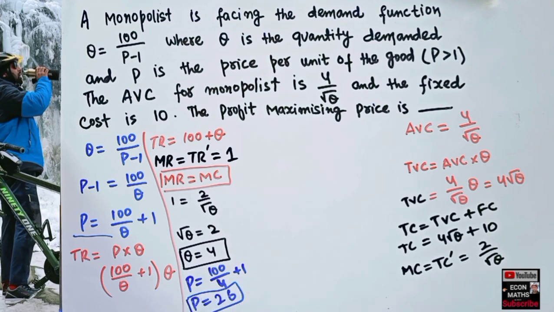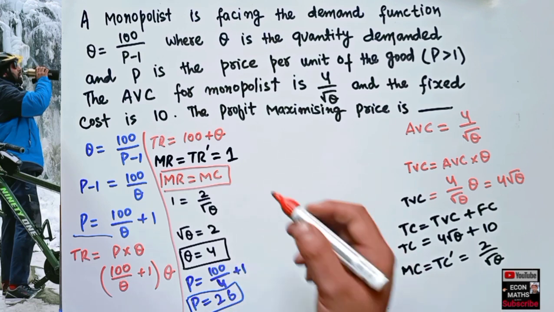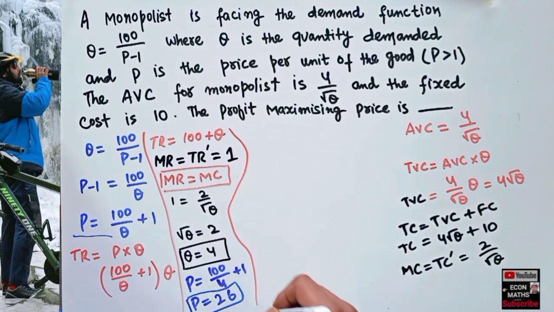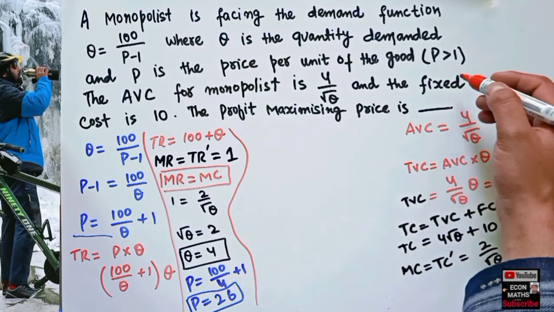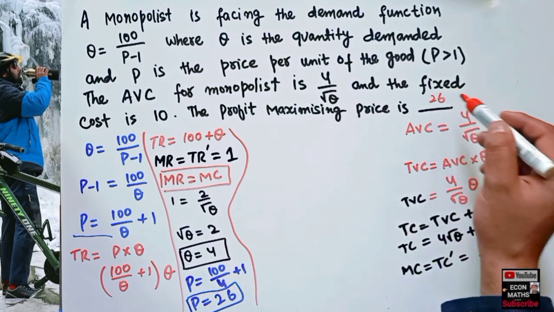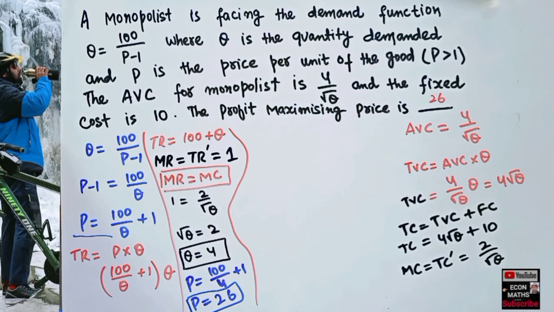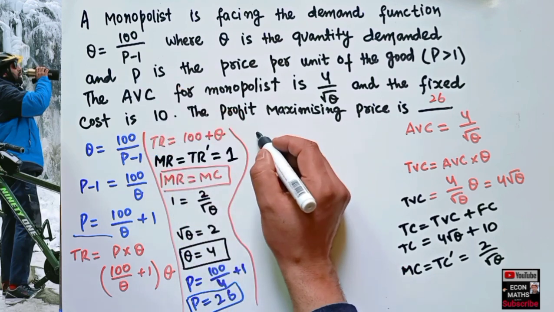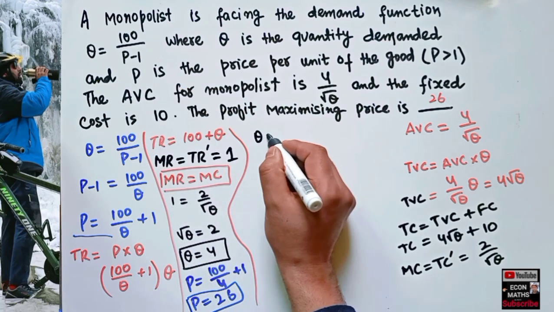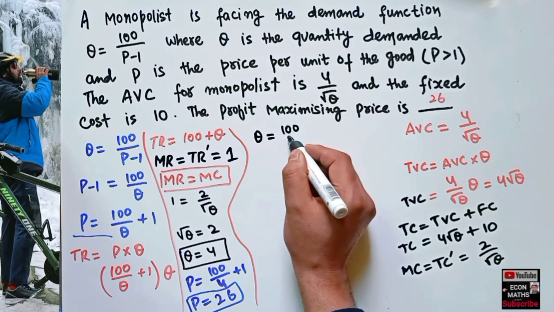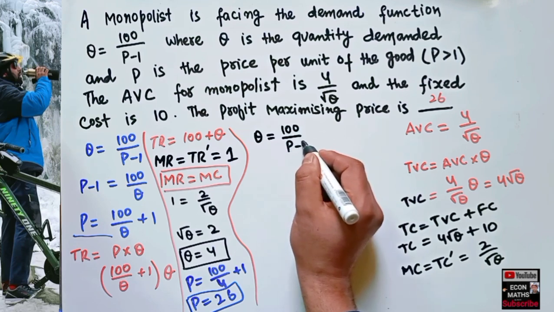But I have serious doubt about this method. Okay, why? I will explain it here. So it seems that price should be equal to 26. Okay, but if we look at the demand function, we have q is equal to 100 upon p minus 1.